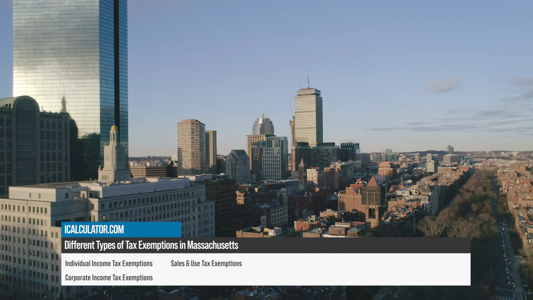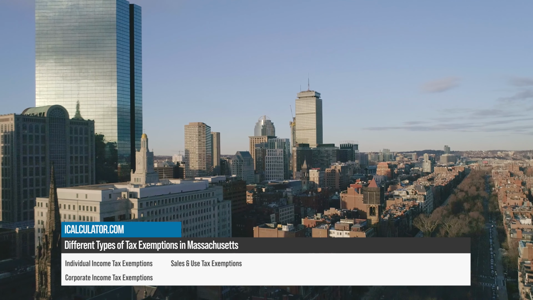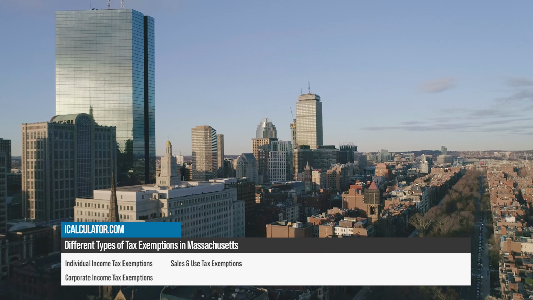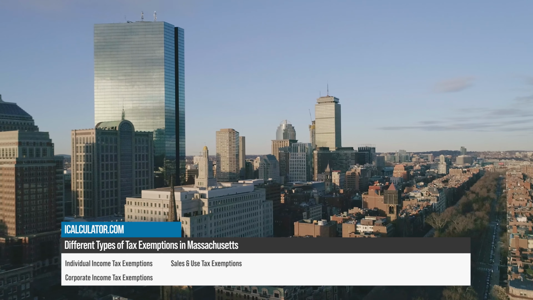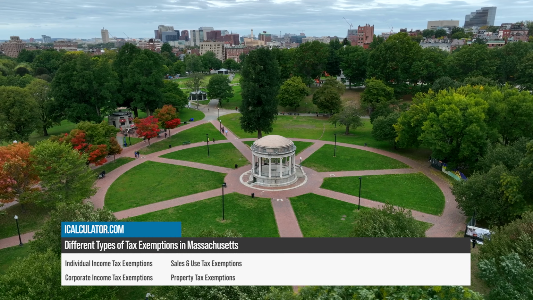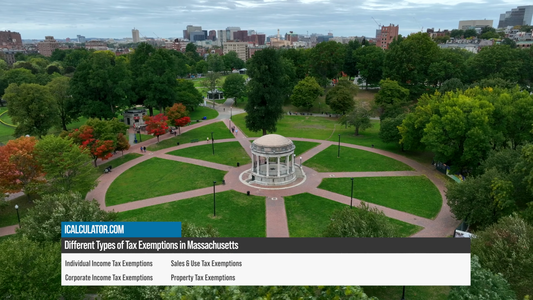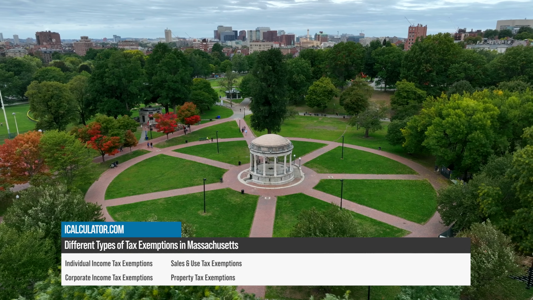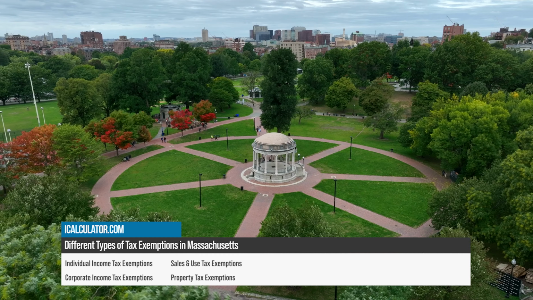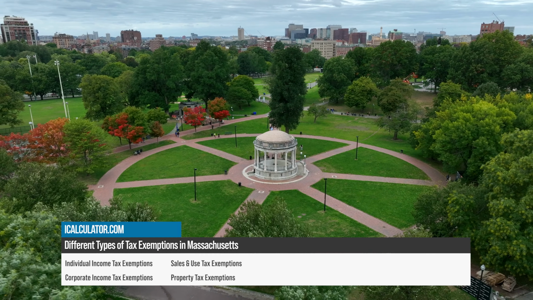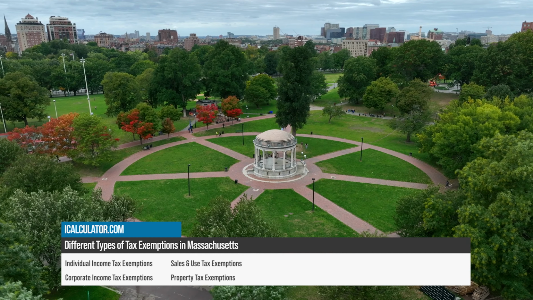Sales and use tax exemptions. Exemptions include sales of groceries, prescription medications, certain medical services, and sales to government entities. Property tax exemptions. Exemptions include the residential exemption for primary residences, exemptions for seniors, veterans, disabled individuals, and certain types of agricultural and conservation land.